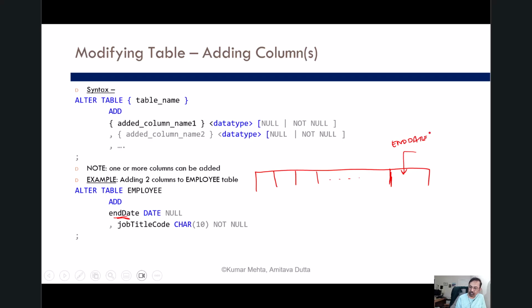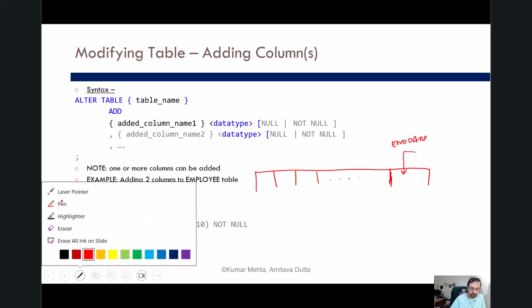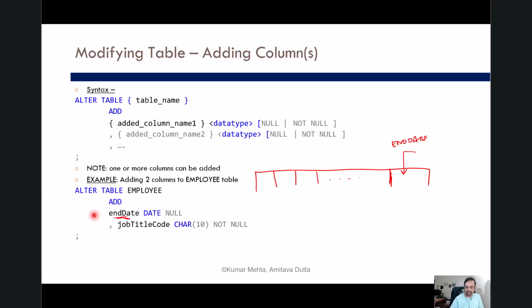So I'm adding a column to the employee table. The syntax that I would use is alter table employee, add. That means I'm about to add a column. Say add, and I give the name of the column, end date.